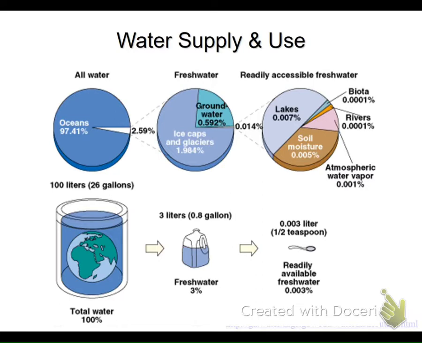Looking at it another way, if I take this 55-gallon drum and fill it with water, less than 1 teaspoon would be equivalent to what is available to us on the planet Earth. Okay. Not a lot of the water is actually available. Most of it is undrinkable.